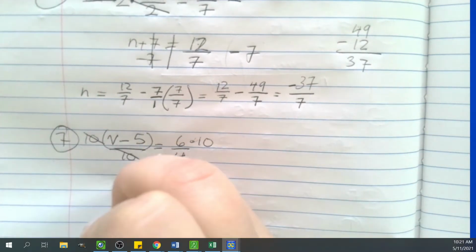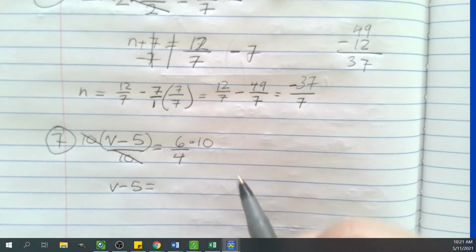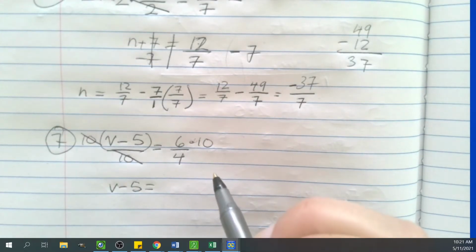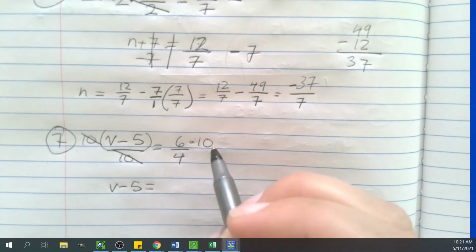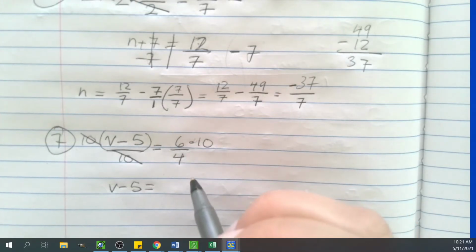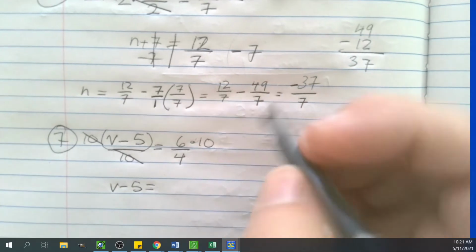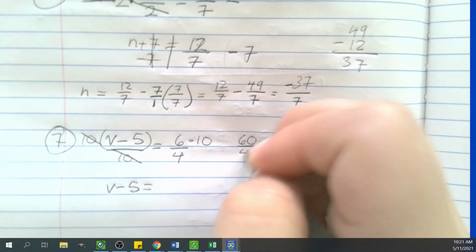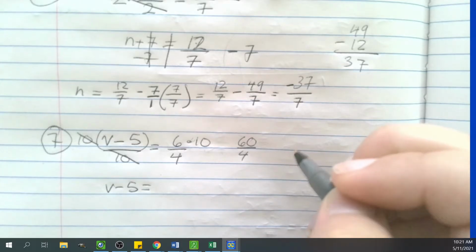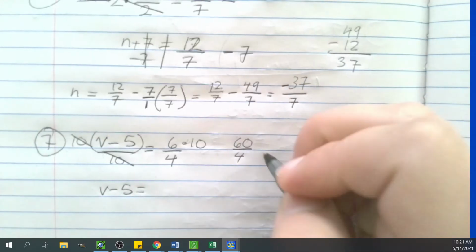And then multiply 6 over 4 times 10. What does that make? I don't know, man. Can you tell me what 6 times 10 is? 60. Okay. Do you know what 60 divided by 4 is? It's just 15, yeah. You can do it that way.